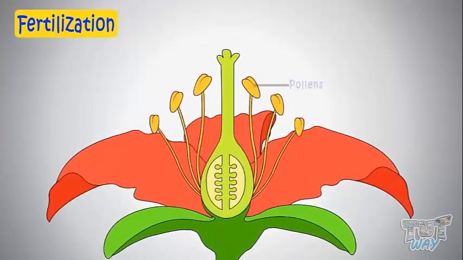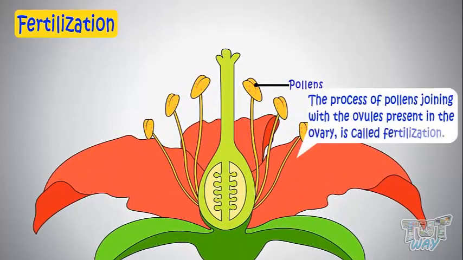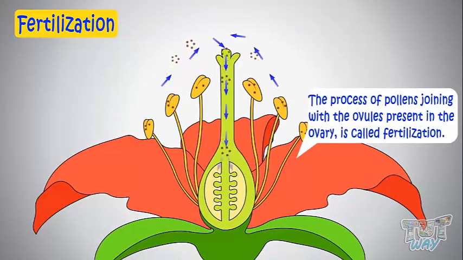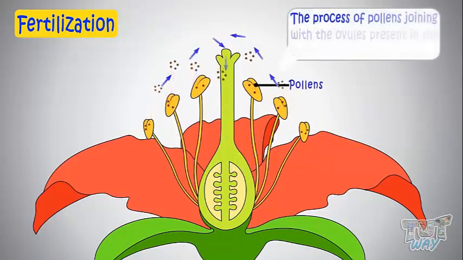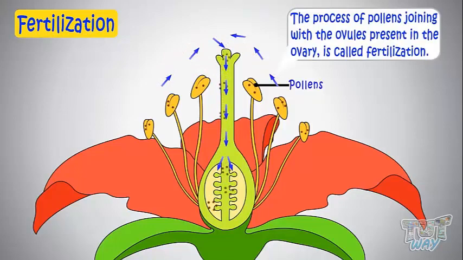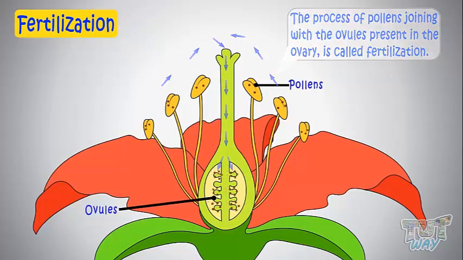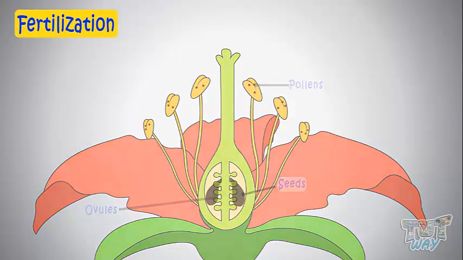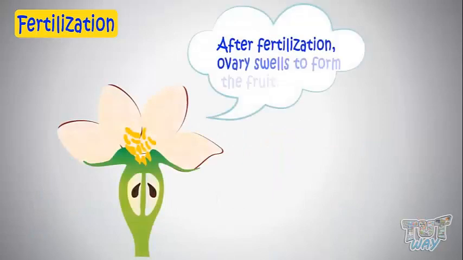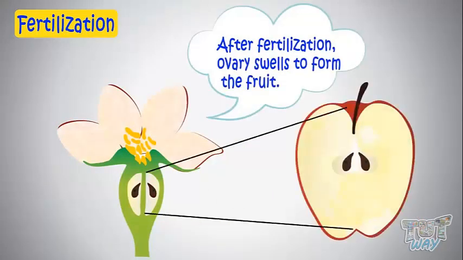When pollens from the anther of stamen join with the ovules present in the ovary, we call it fertilization. Let's revise. When pollens from the anther of stamen join with the ovules present in the ovary, it is called fertilization. And fertilization forms the seeds inside the ovary. And after fertilization, this ovary changes into a fruit. That's why seeds are there inside the fruit.